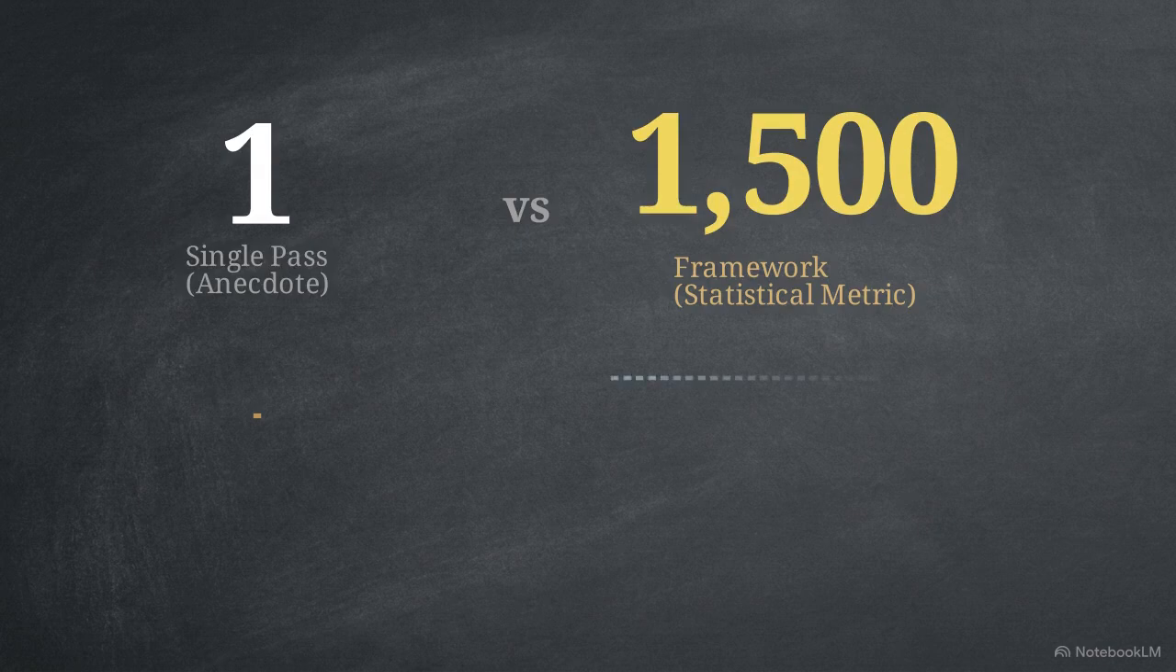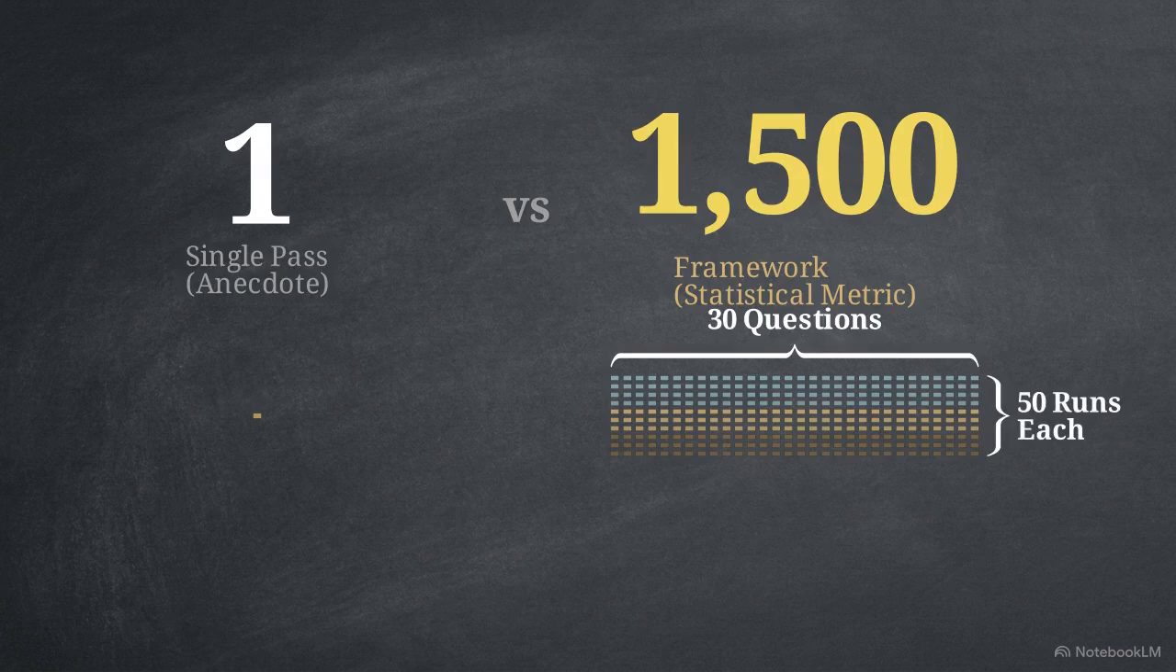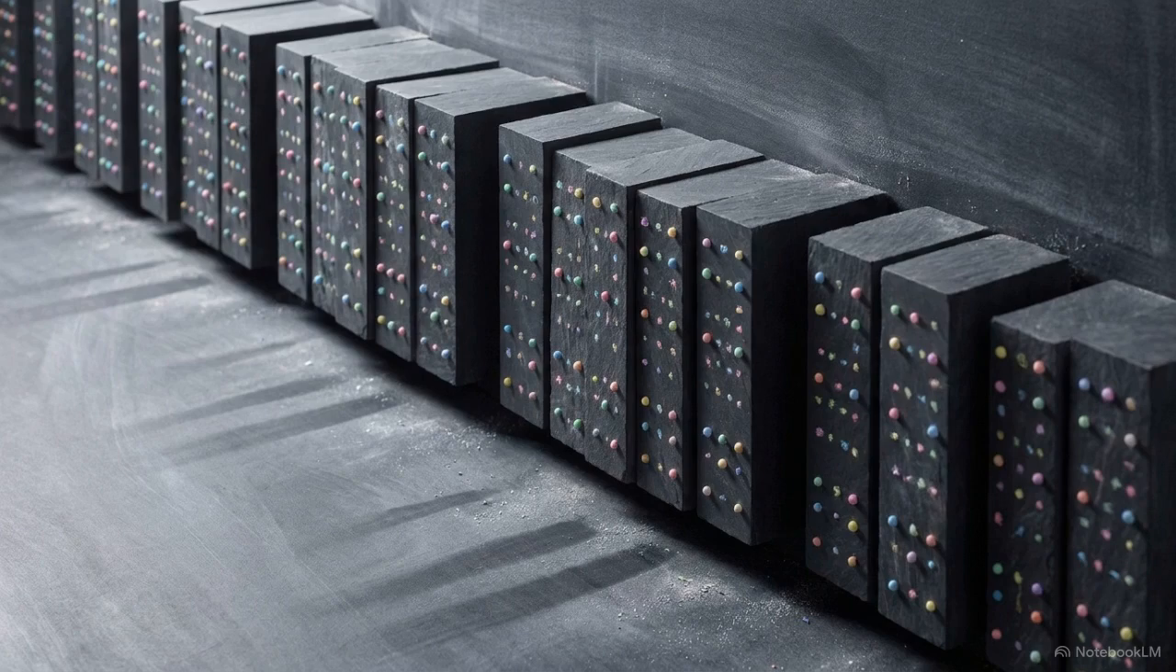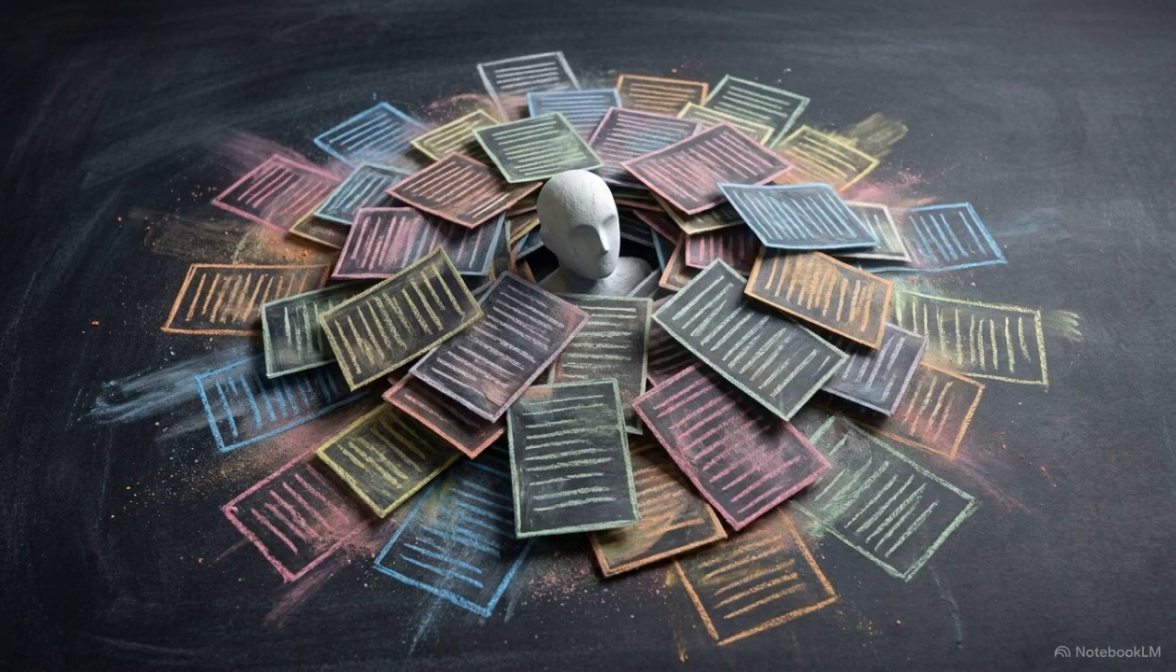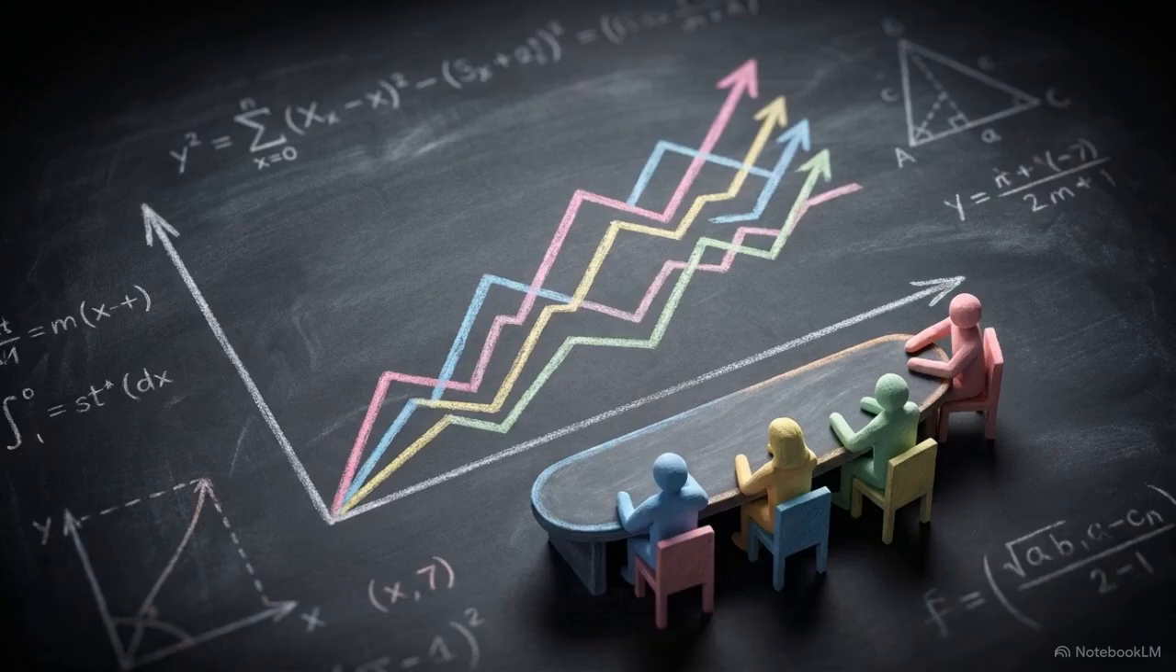It is the difference between a single pass and a 1,500-run framework, where 30 distinct buyer questions are independently queried 50 times each. If you fail to scale the sample size to match the volatility of the engine, statistical noise will completely swamp your true visibility signal. Stripping away human-like AI variance to extract a board-ready metric is solely a function of statistical depth.